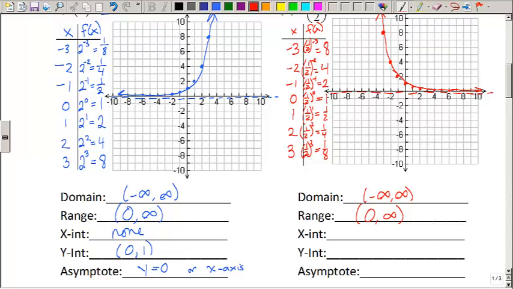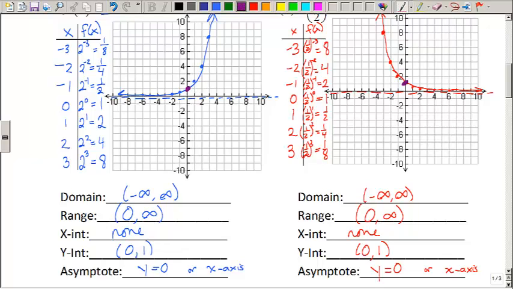Because I have a horizontal asymptote at the x-axis, that tells me that I don't have any x-intercepts. I do have one y-intercept at 0, 1. Notice that that's the same for both graphs. I have a point at 0, 1. And my horizontal asymptote is y equals 0, or just the x-axis.